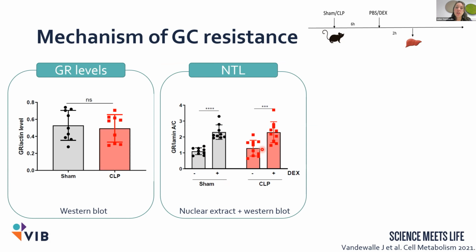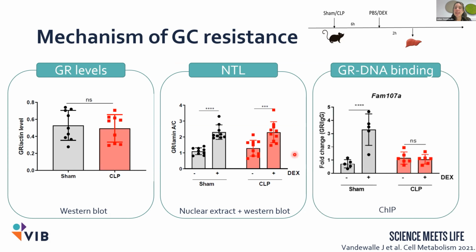Once in the nucleus, the GR has to bind onto the DNA to lead to gene transcription. So GR is a nuclear factor. And then we can see something interesting. When DEX is injected in sham mice, we can see that there's an increased accumulation of the GR onto the DNA. However, when DEX is injected in CLP mice, we can see there is no accumulation of GR onto the DNA. So there is a problem with GR binding onto the DNA upon DEX injection. And this could explain the glucocorticoid resistance that we observe in the liver upon CLP surgery.